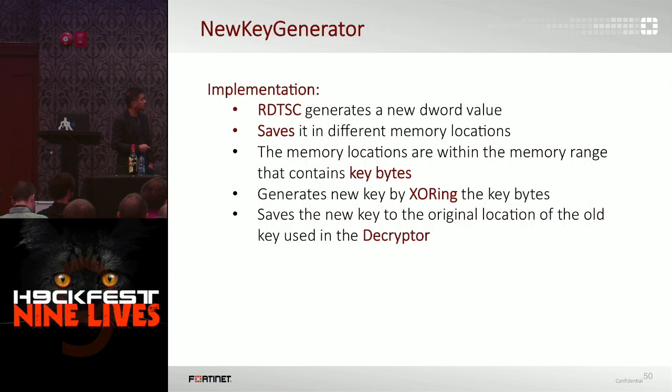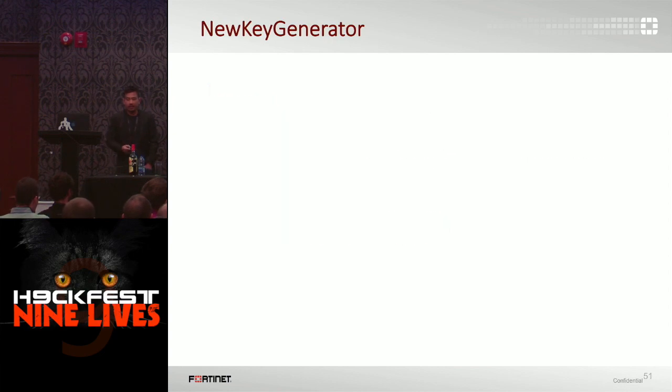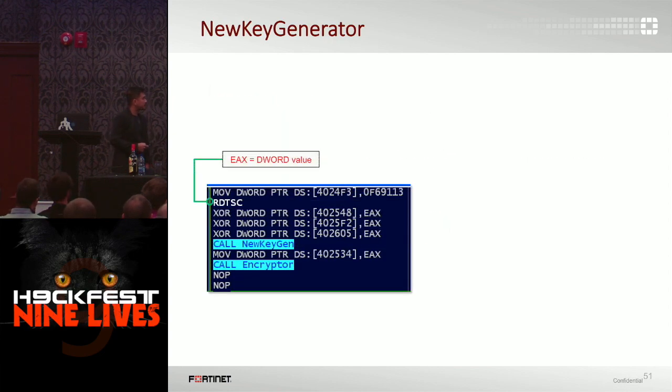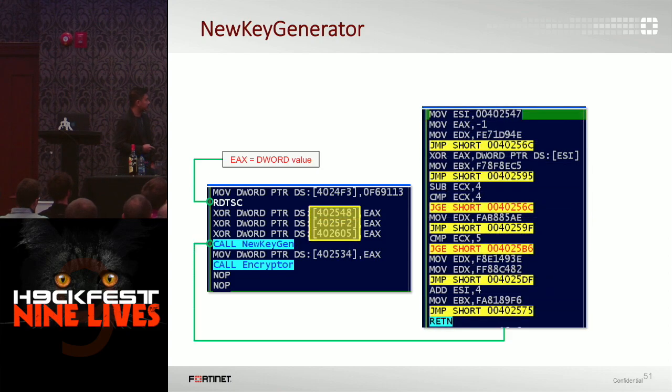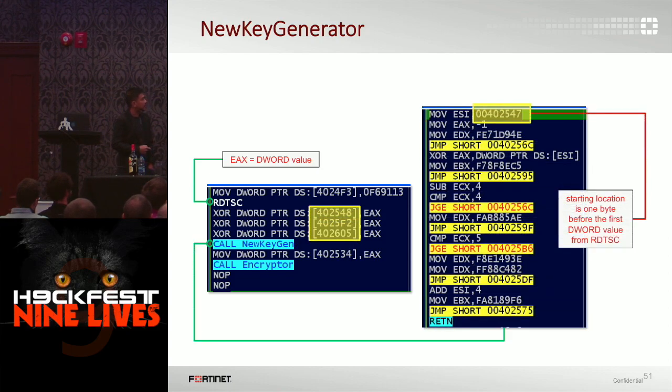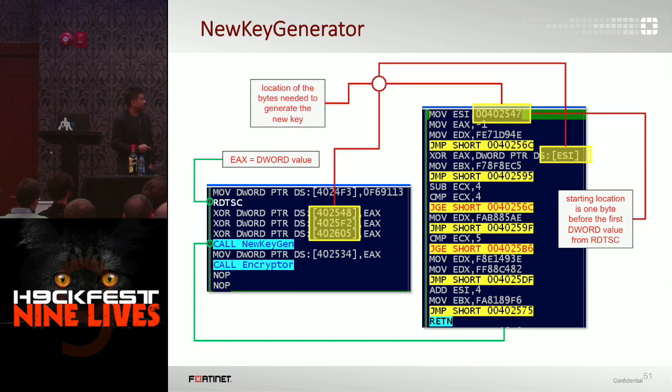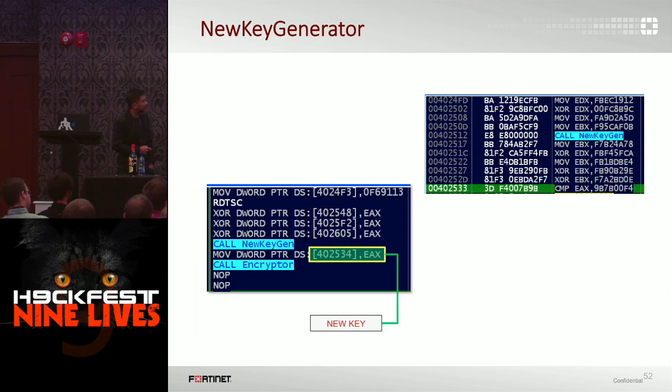This one generates the new key. Okay, it uses the RDTSC, saves it in a different memory location, and then using the different XORing or the decryptor, you'll be able to get the new key. All you have to do is to look for this code, and then you will be able to see how it generates the new key. That's the location of the bytes needed to generate the key, and that is now your new key placed on this location.